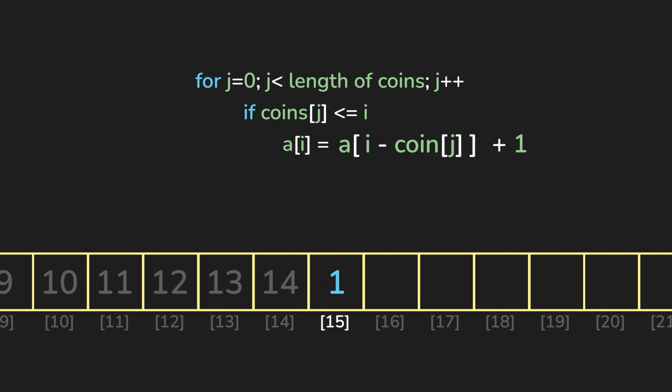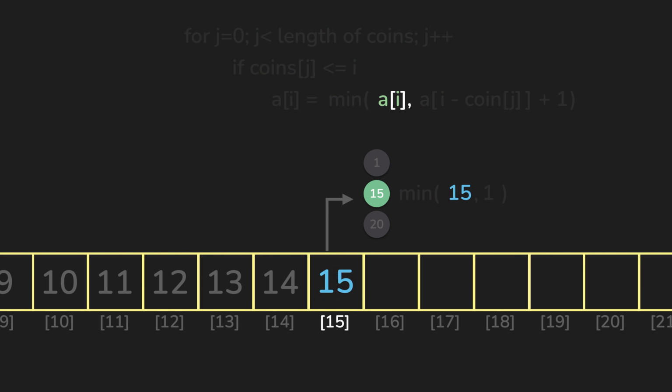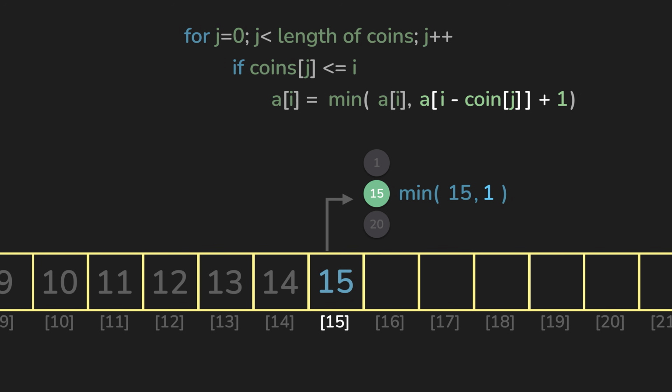Inside this loop, where we loop through the coins array, we can assign the minimum count by saying, get the minimum between the current count, which is A of I, and the count we get if we pick this coin. So as we loop through the coins array, A of I will end up with the smallest value because it will be replaced with the smaller value.